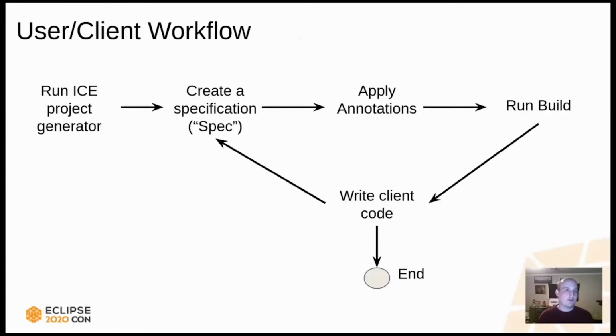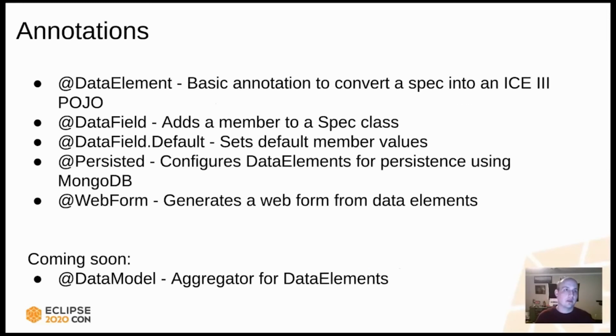The client workflow is pretty simple. They run an ICE project generator. We don't want them to have to configure all the details of this project on their own, so they run a generator. And that generator then gives them an area where they can create a spec class, a specification for what we should generate. And this is a model. And then we go through and generate the code once they apply the annotations, and they can just keep working on this code as they normally would until they're done and it ends.